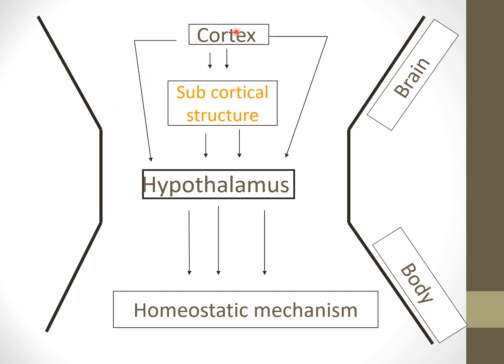This picture says that the hypothalamus is controlled by the cortex and also by subcortical structures like the amygdala, the fornix, and the medial forebrain bundle, etc. They send afferents to the hypothalamus, and from the hypothalamus the entire homeostatic mechanism happens. So it happens from the brain, what I told you is called head to toe, which means the hypothalamus functions go from the head, that is the cortex, to the toe.